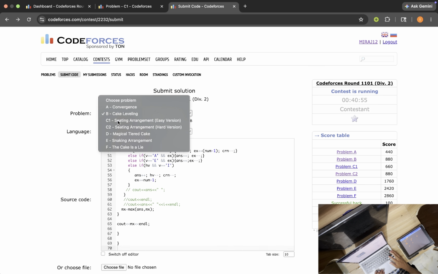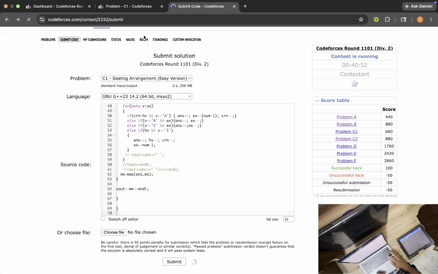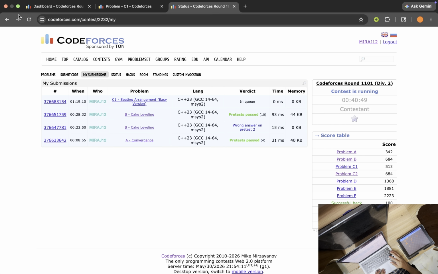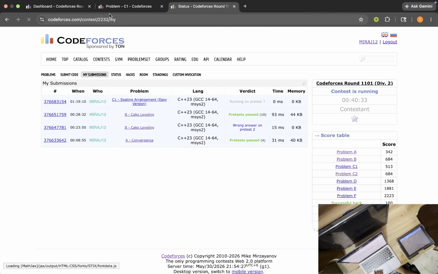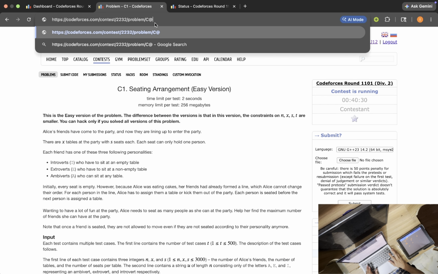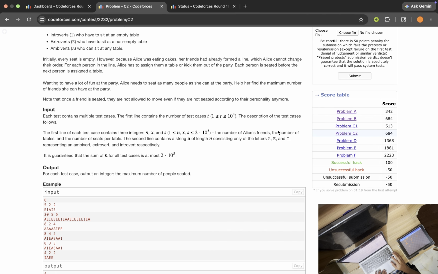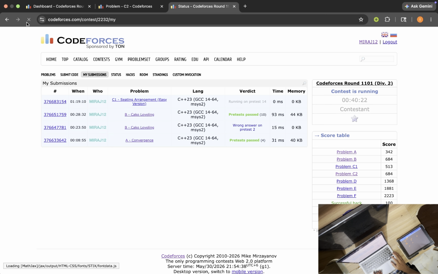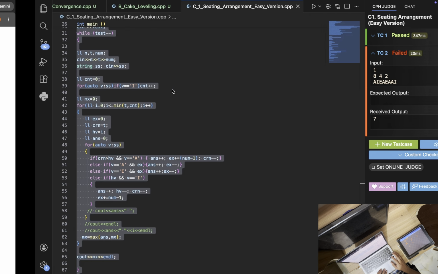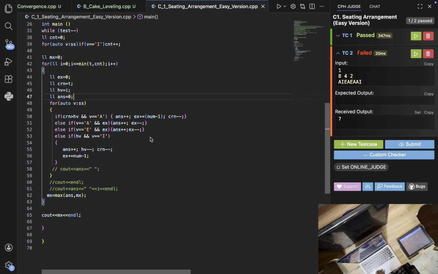Such a sad thing. Took me a lot of time. Also haven't passed it. Yeah, it will not be accepted. So C2. C2 is 10 to the 5. So obviously I'll get TLE. This n-square solution will not work.